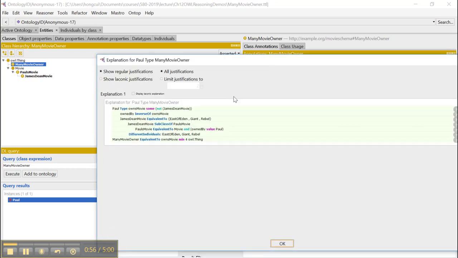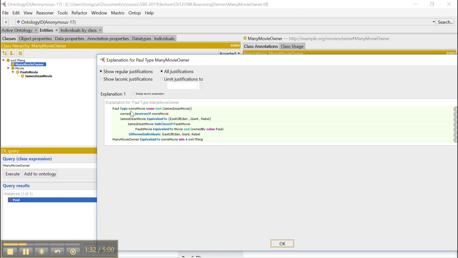If we look at the explanation, the explanation is not written in natural language. It's not like English. Therefore, it's not always easy to read. But the indentation does show two threads of different facts. We first check how the individual Paul was defined in the assertions. Then we look at how many movie owner was defined and see whether Paul meets the requirement to be a member of many movie owner.